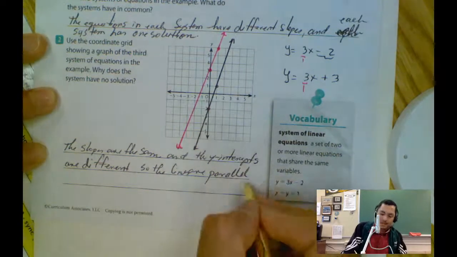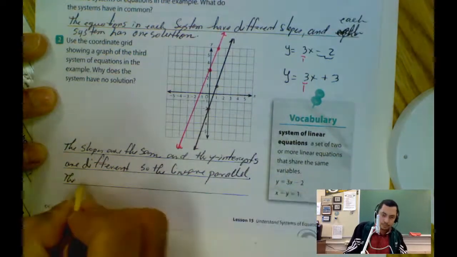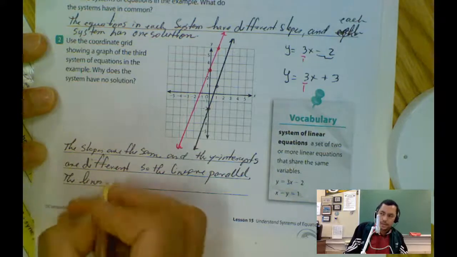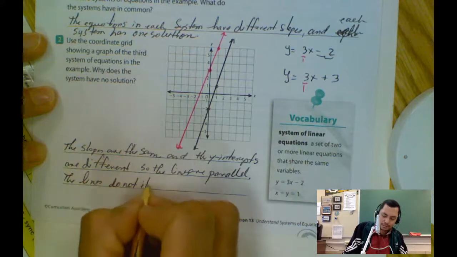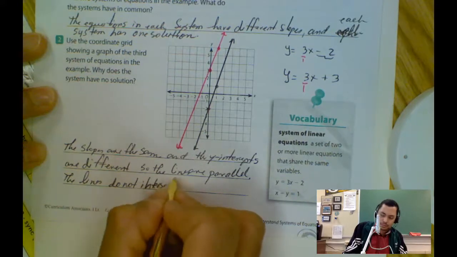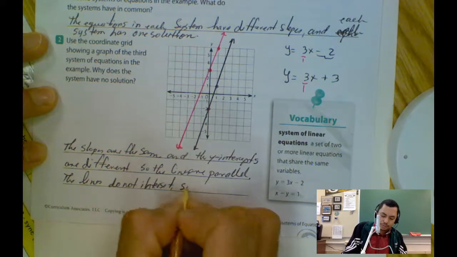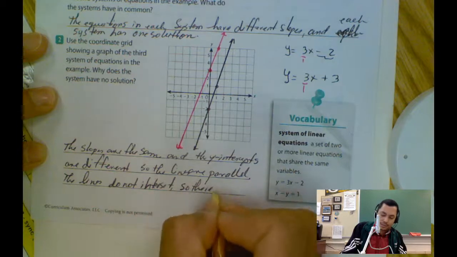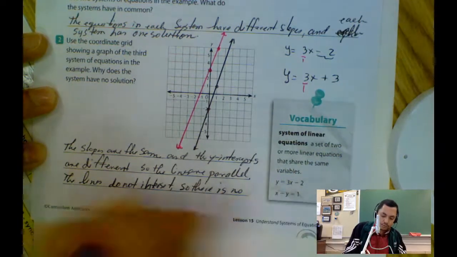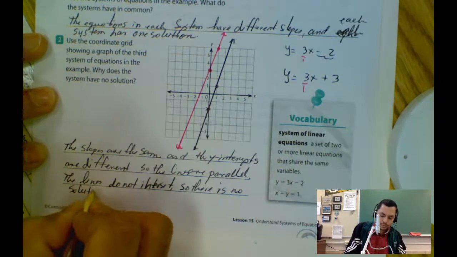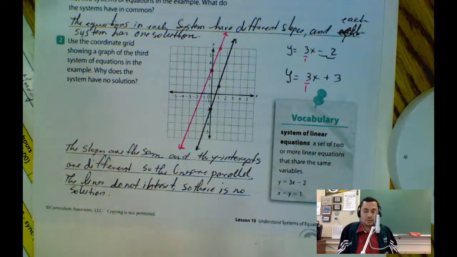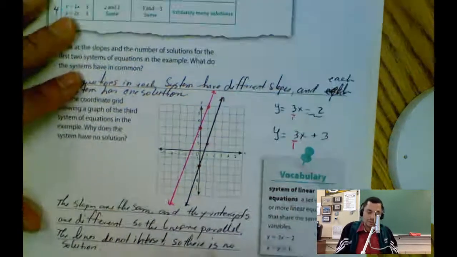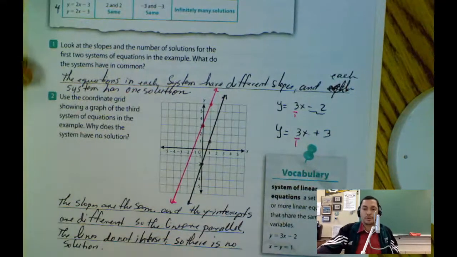The lines do not intersect, so there is no solution. Okay, so the lines are never going to intersect each other, so there is no solution in this case. So that's page 171.